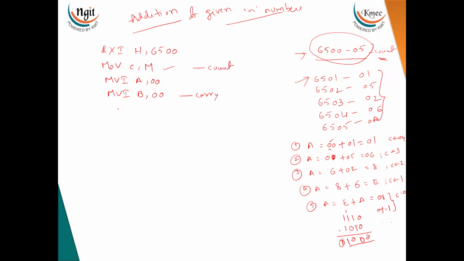Now after that, I have to increment. Now in 6500 the count is there, the count I moved. Now it's supposed to point to the next location. That's why I have to increment the H, thereby it is pointing to 6501.